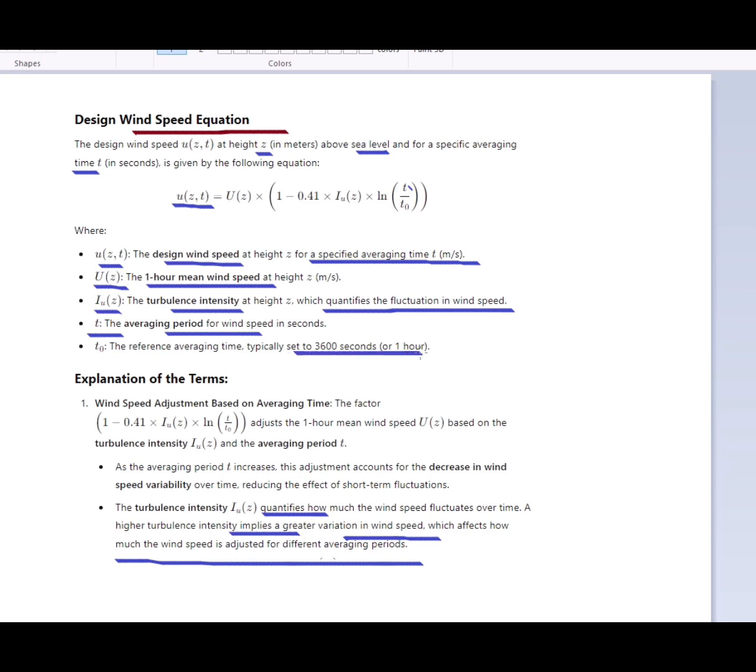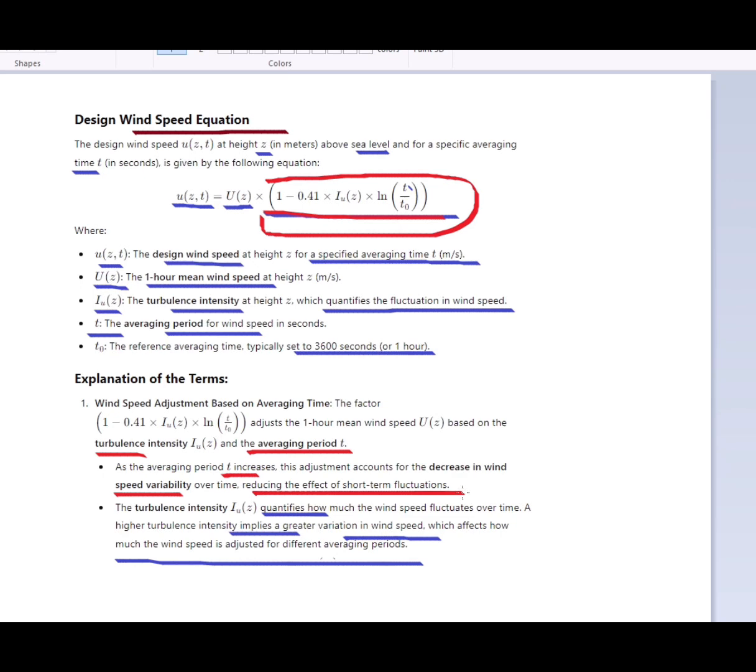And another one is T, the averaging period, and T naught is the reference averaging time, that is 3600 seconds or 1 hour. U naught is the 1 hour mean wind speed. Here you see the wind speed adjustment based on averaging time. This second term, 1 minus 0.41 into I of U naught, is the second portion of the equation that adjusts the 1 hour mean wind speed to the averaging period based on the turbulence intensity and averaging period T. As the averaging period T increases, the adjustment accounts for a decrease in wind speed variability over time, reducing the effect of short-term fluctuations.